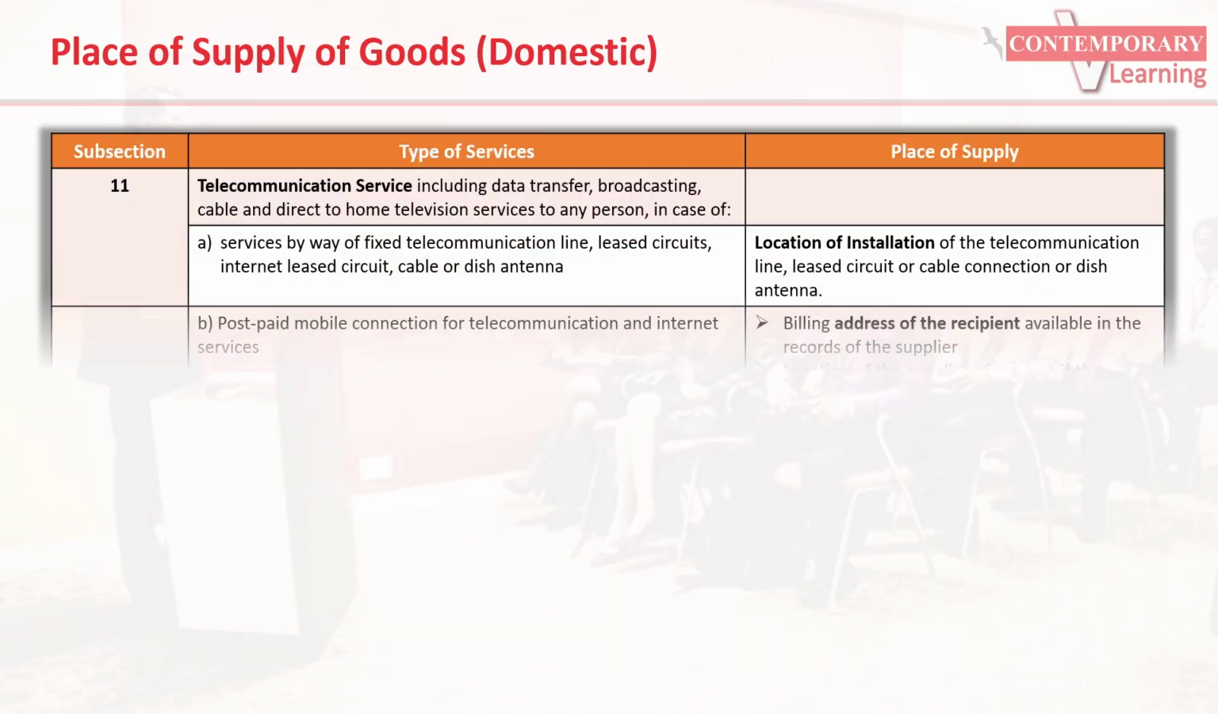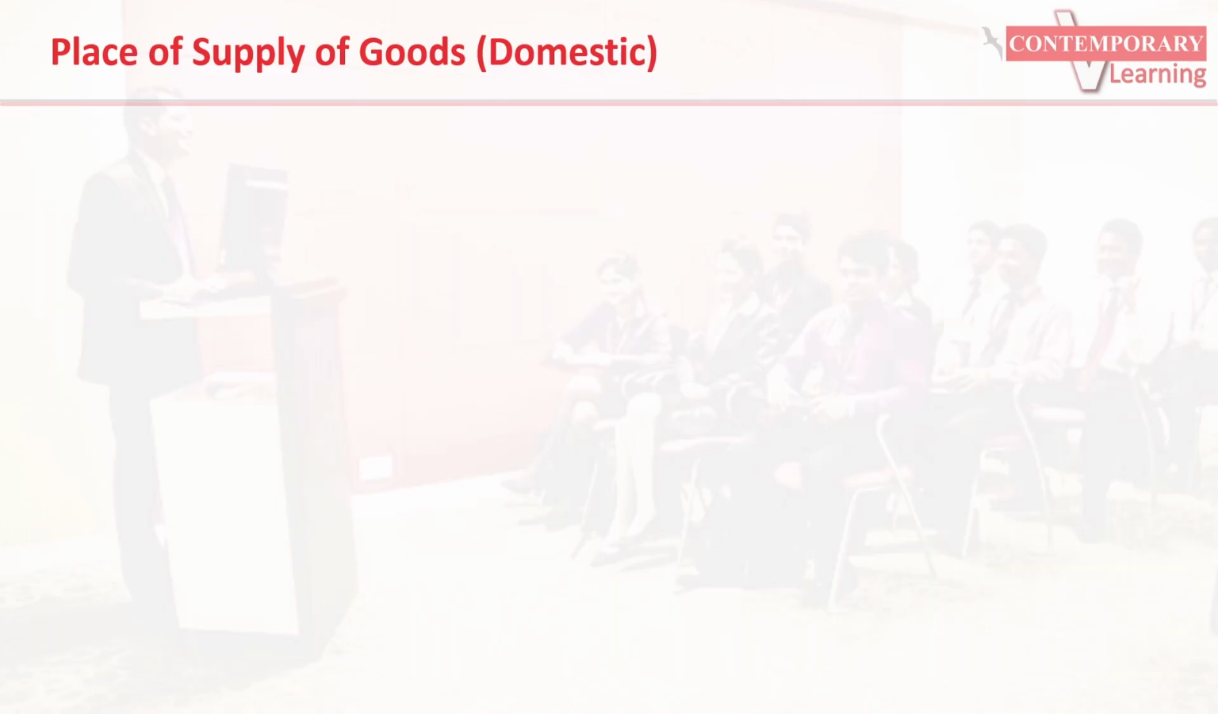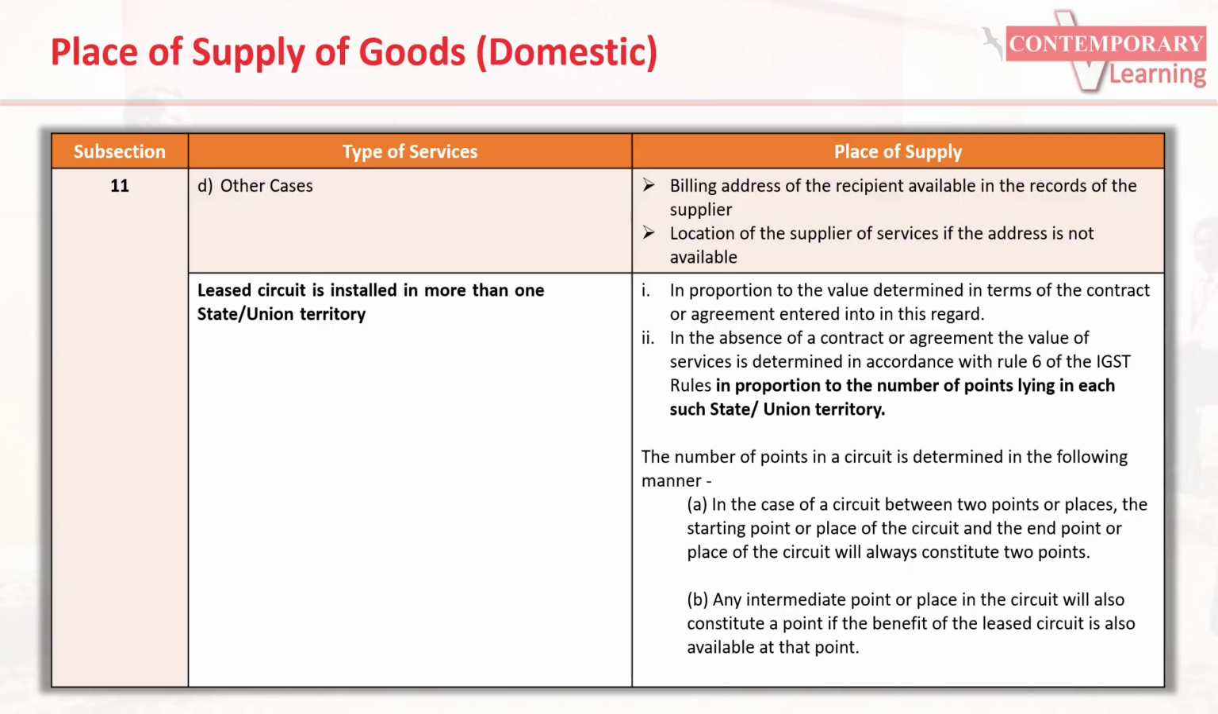Telecommunication services have detailed rules based on service type. Fixed lines and cables are taxed where installed. Postpaid connections use billing addresses, while prepaid services depend on where payment is received or vouchers are sold. For telecom services spanning multiple states, like leased circuits, you apportion based on contract terms or, if not specified, by the number of points in each state. The rules clearly define how to count circuit points, ensuring accurate apportionment.